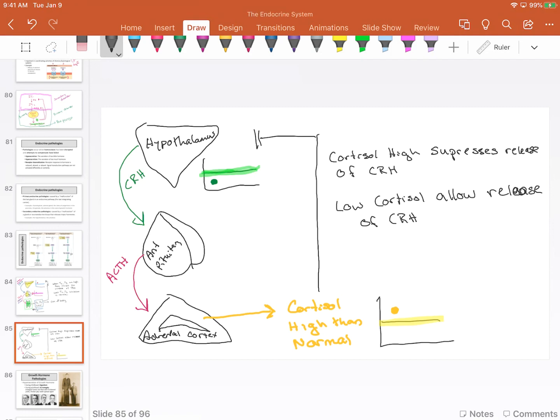Lower than normal? And the answer is yes, it would, because we're right here. My cortisol levels are higher than normal, so I've slammed on that brake. So of course the hypothalamus, assuming the hypothalamus is healthy, is going to respond by saying, oh, whoa, we've got too much cortisol, less CRH. That's what we're going to do.